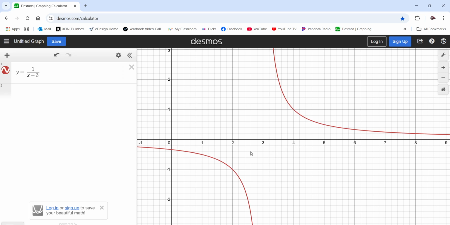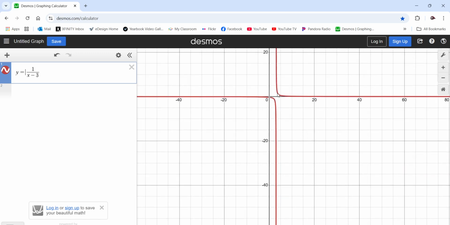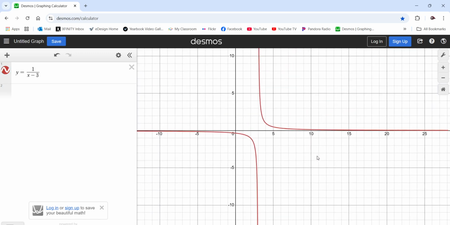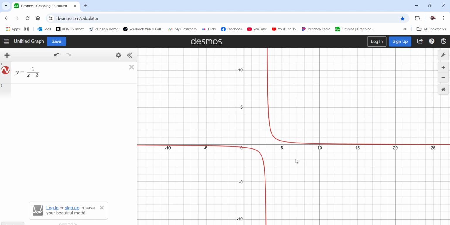But what would this be? Forget you're looking at this, okay? Just the shape of it. What is the parent function to this? It's just 1 over x. Y equals 1 over x. Everybody with me on that? So let's actually put the parent function in there. Y equals 1 over x. Okay, see the blue one?